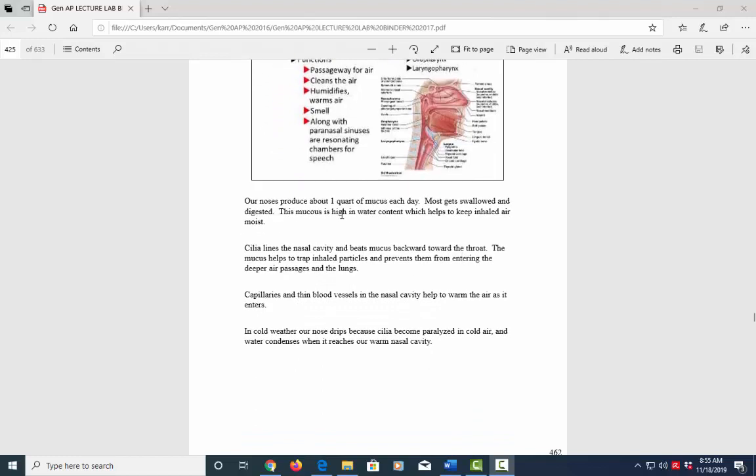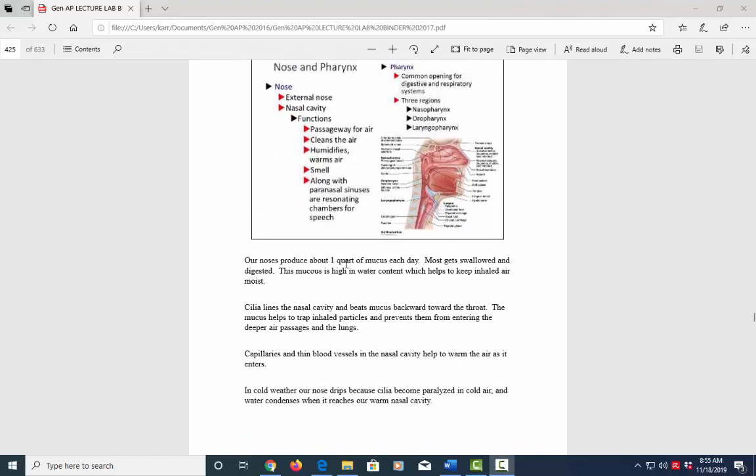So our noses produce about a quart of mucus a day. That is a lot of mucus. A lot of that gets swallowed, and that helps move things along the digestive tract. So that's a good thing. That's okay to have mucus. But if you have a cold and have excess mucus, sometimes that can irritate the digestive tract because there's so much mucus, and people tend to lose their appetite when they have a really bad runny nose cold.